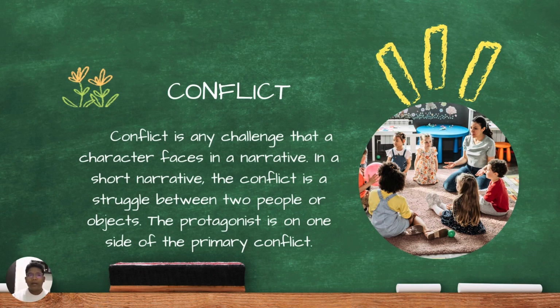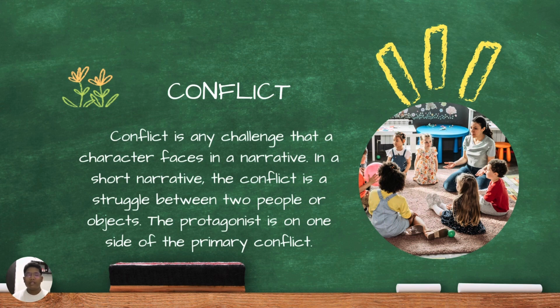By the way, there are three most common types of conflict. These are man versus self, man versus man, and man versus society. Man versus man talks about the problem between the protagonist and another character. Like for example, Lucy and Kel have problems in the short story. So that's man versus man.